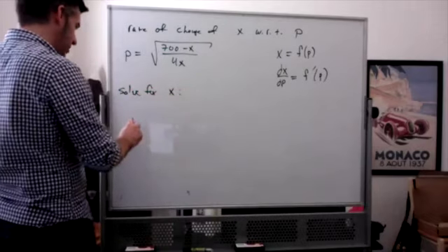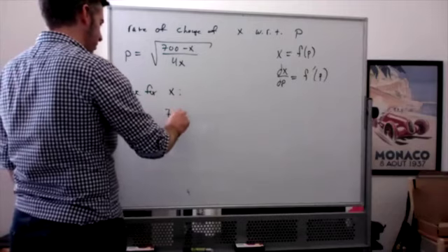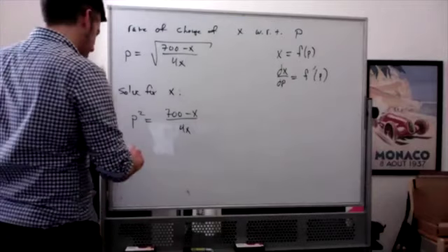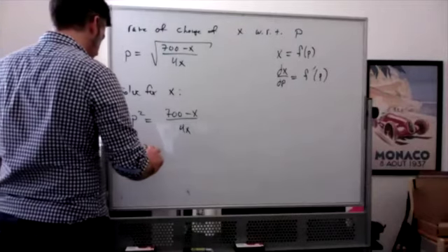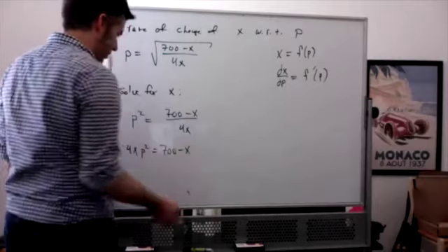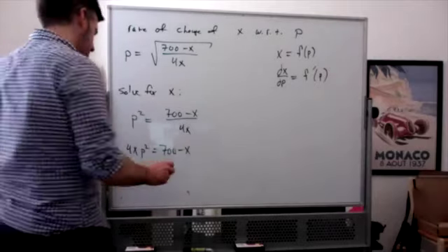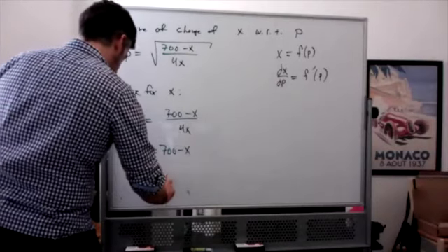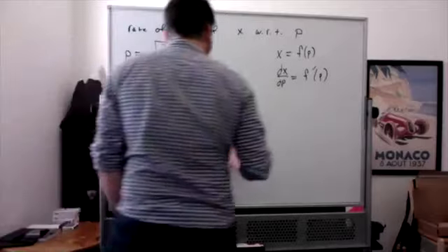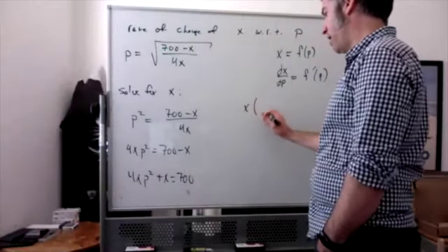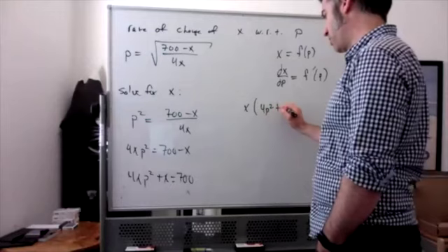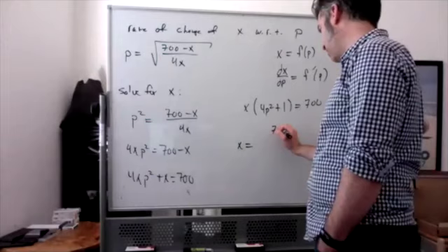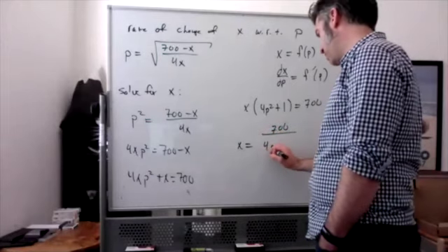So square both sides. P squared equals (700 minus x) over 4x. Multiply both sides by 4x. So 4x p squared equals 700 minus x. Group your x's on one side so that 4x p squared plus x equals 700. Factor out your x. X times (4p squared plus 1) equals 700. And then x is equal to 700 divided by (4p squared plus 1).